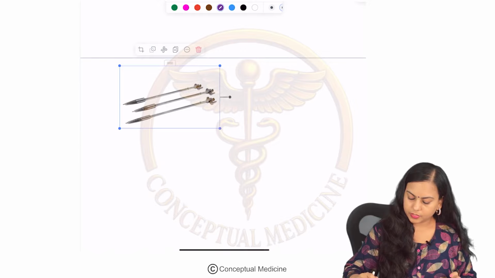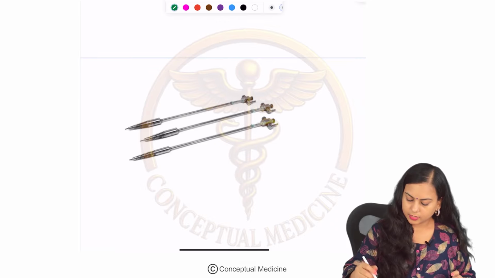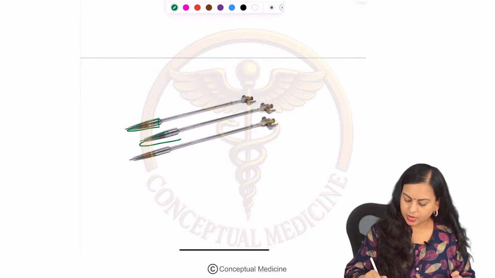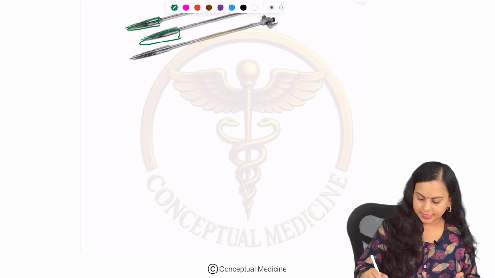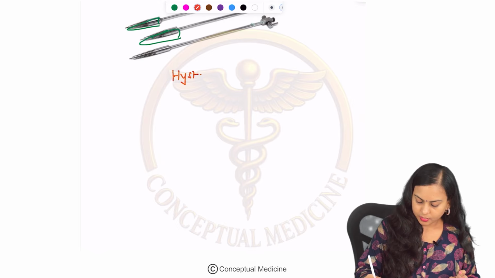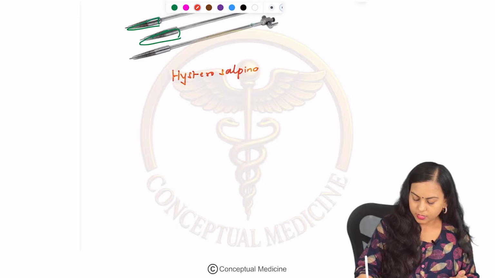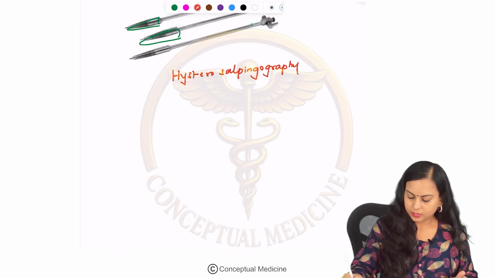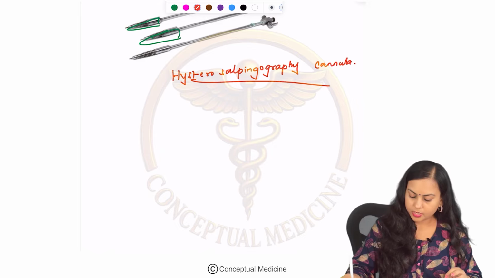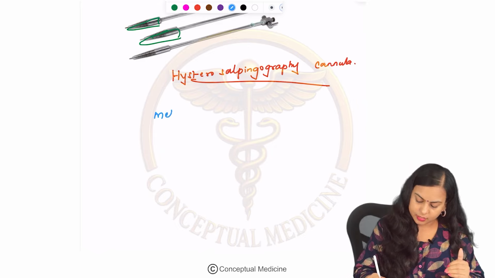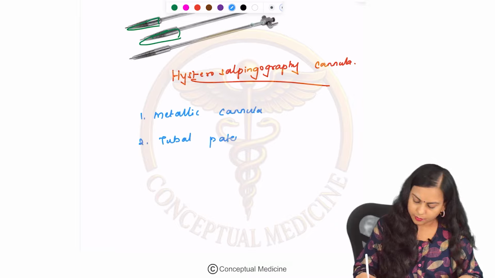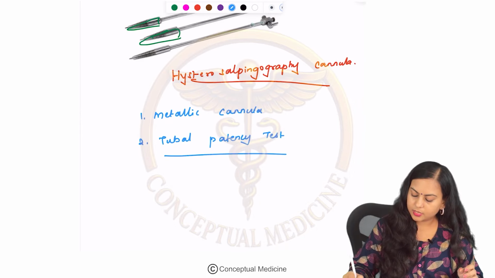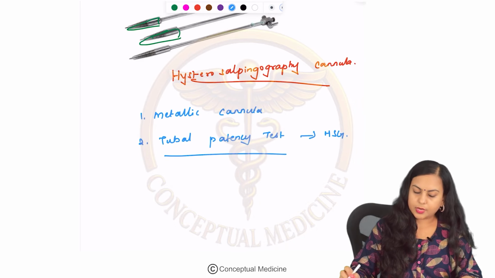Now, coming to this one. So, what are these? You have a conical shaped apex, right? I have shown you this already in this session. Yes, this is a Leach-Wilkinson cannula or a hysterosalpingography cannula. Okay, so this is basically a metallic cannula that is used to do a tubal patency test, that is nothing but your hysterosalpingogram.